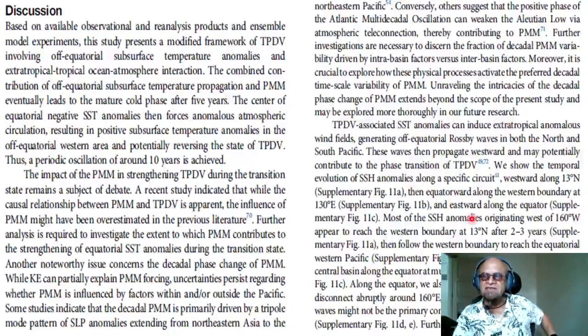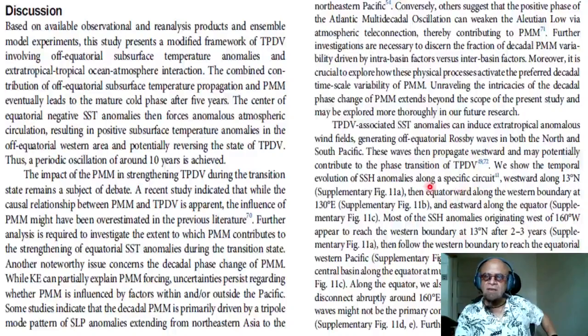TPDV associated SST anomalies can induce extratropical anomalous wind fields generating off-equatorial Rossby waves in both the North and South Pacific. These waves then propagate westward and may potentially contribute to the phase transition of TPDV. So we've been focusing on the northern hemisphere, but we know that there is a southern hemisphere response, and the southern hemisphere pathways are faster and more open.